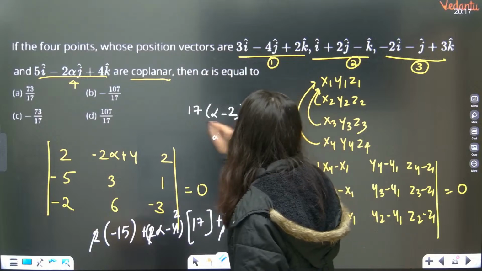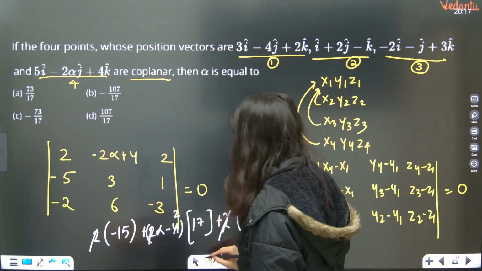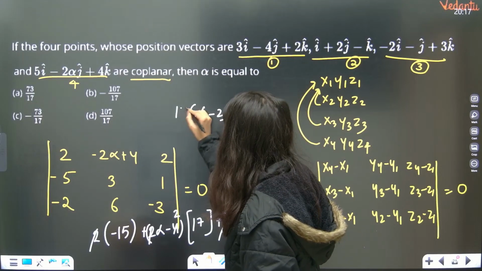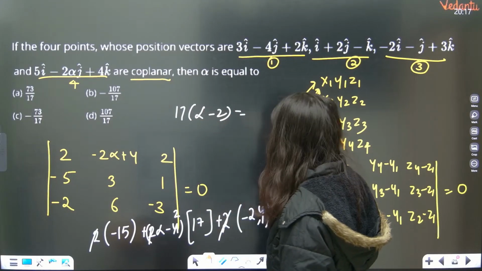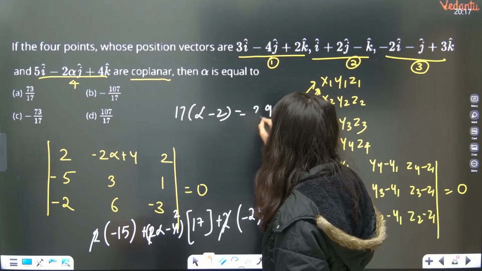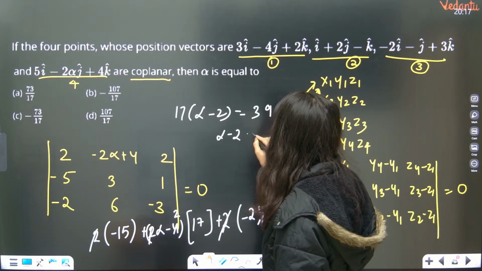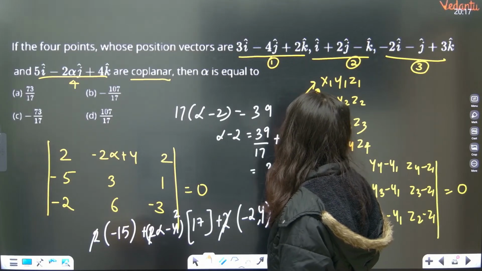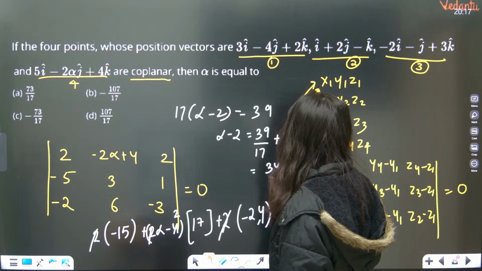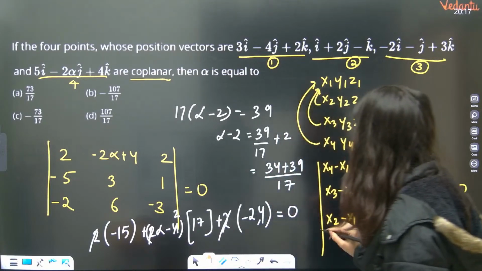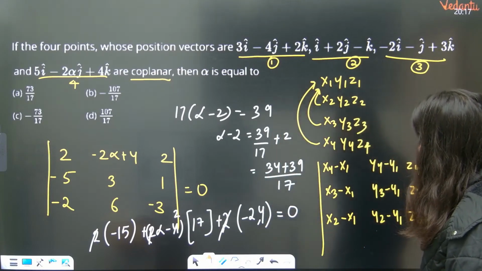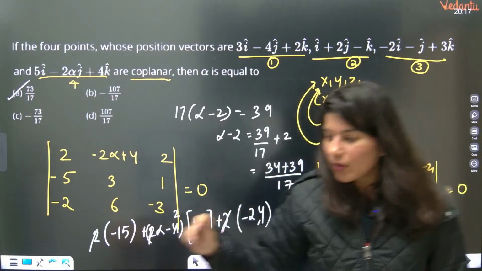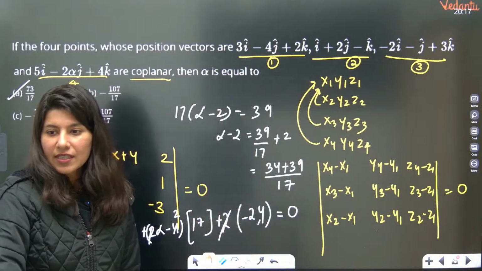Now you just do it one more time. So this is going to become what? Alpha minus 2 into 17 is equals to 15 plus 24, so 39. Alpha minus 2 is equals to 39 upon 17 plus 2. So 34 plus 39 upon 17. Is it correct now by any chance? So now it's 73 by 17. Option A is absolutely right. Okay, clear. This question is done.